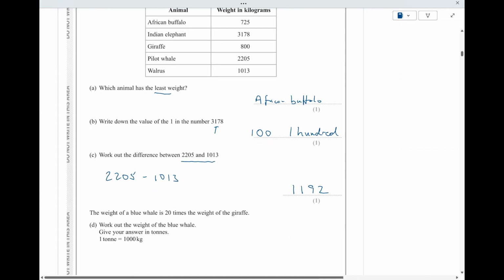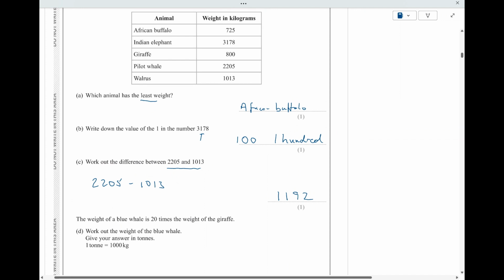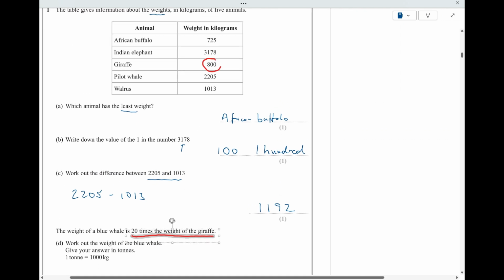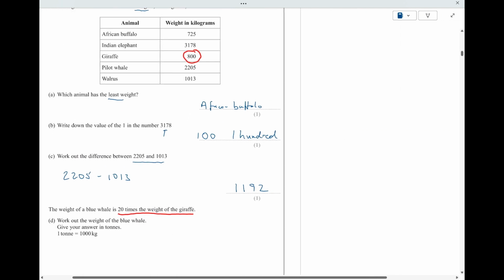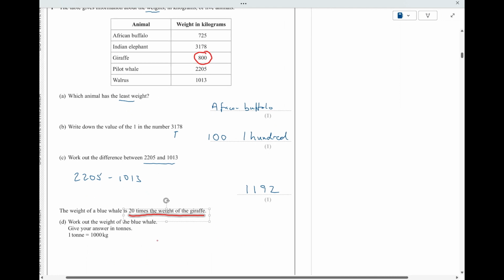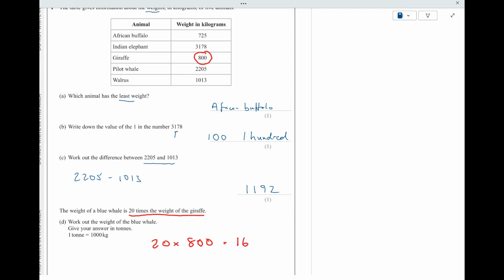The weight of a blue whale is 20 times the weight of the giraffe. So how heavy is the giraffe? That's how heavy the giraffe is in kilograms. So the blue whale is going to be 20 times 800. Crikey, that's quite a lot, isn't it? 20 times the weight of a giraffe. 20 times 800. So that's 16,000 kilograms.